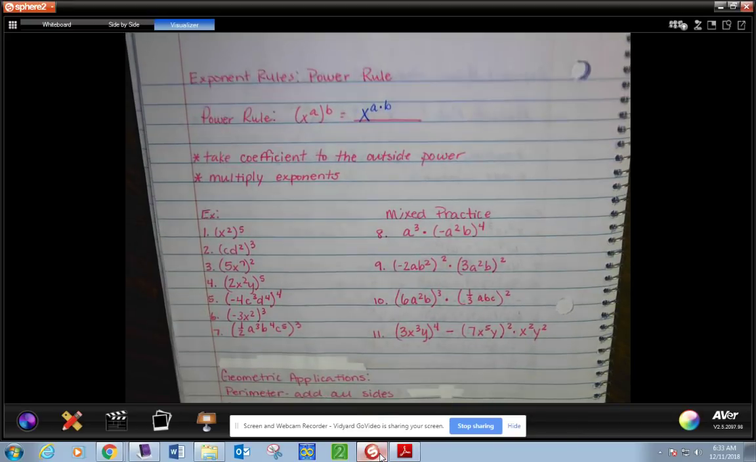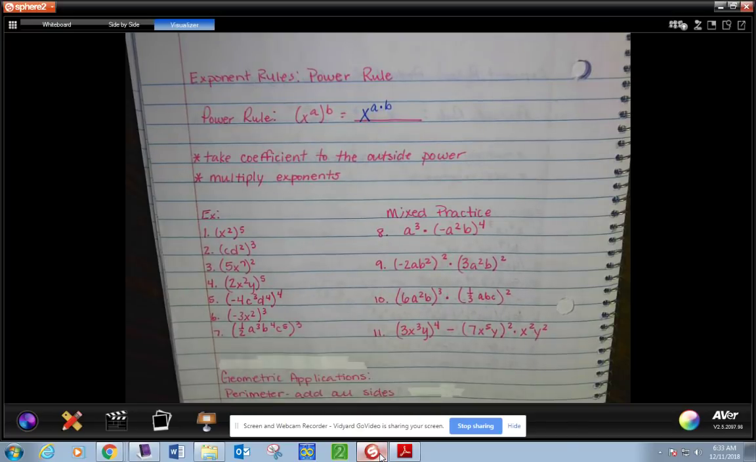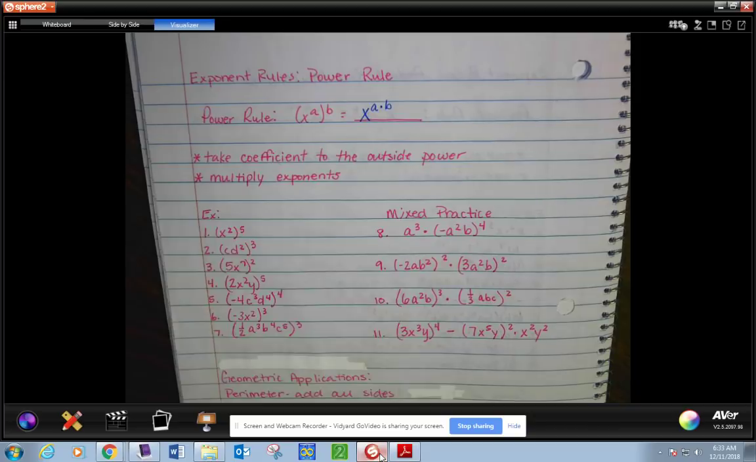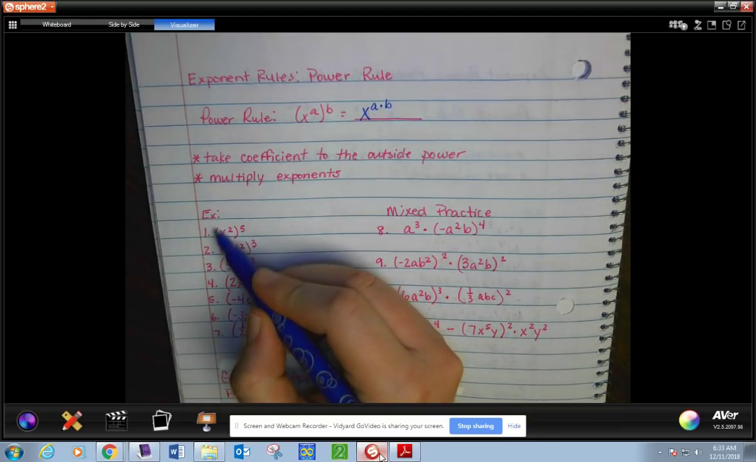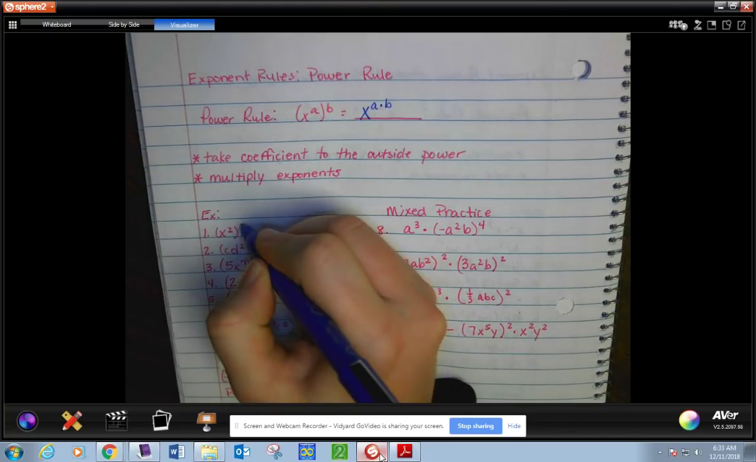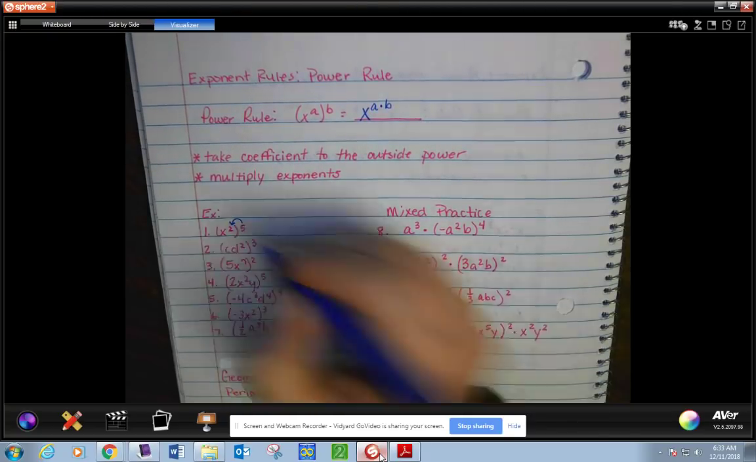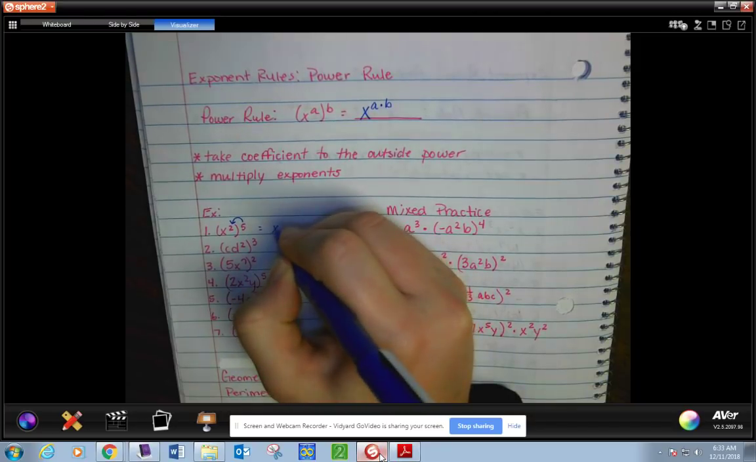Okay, so for examples 1 through 7, these are just the simple, easy ones. I have x squared to the 5th. Since I do not have a leading coefficient, my coefficient's 1, 1's not going to change anything, you're just going to take the 5 and multiply it by the 2, and that gives you x to the 10th.